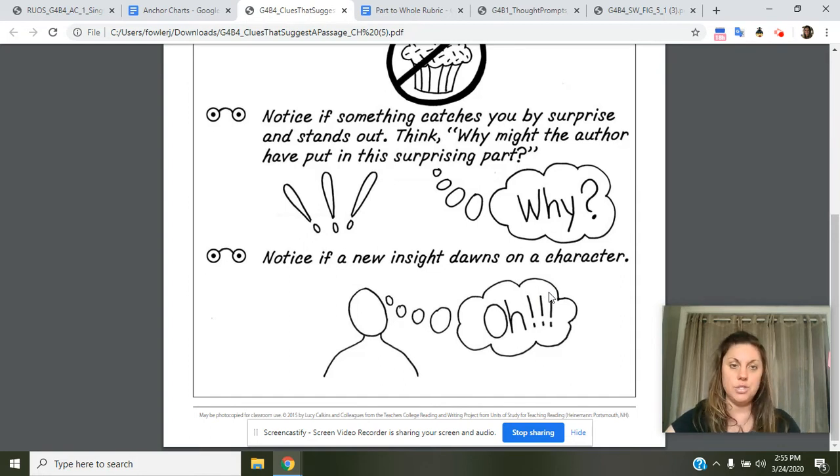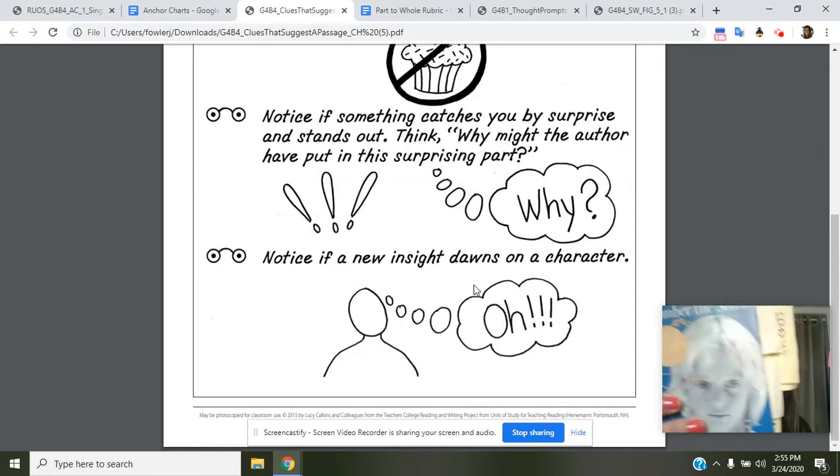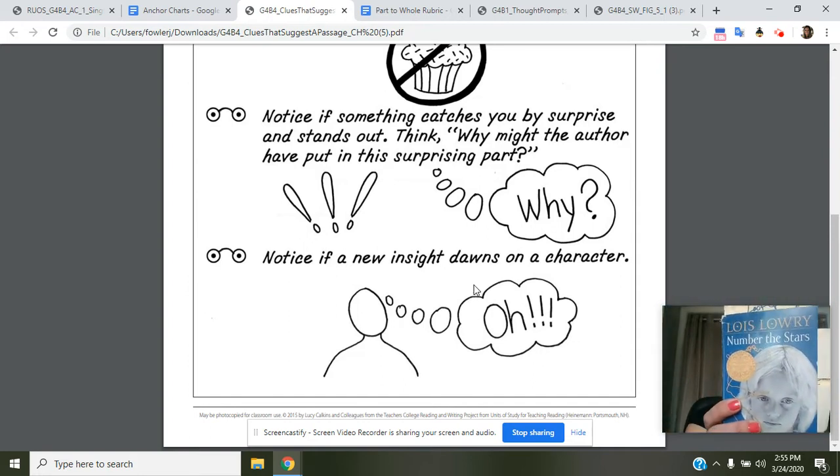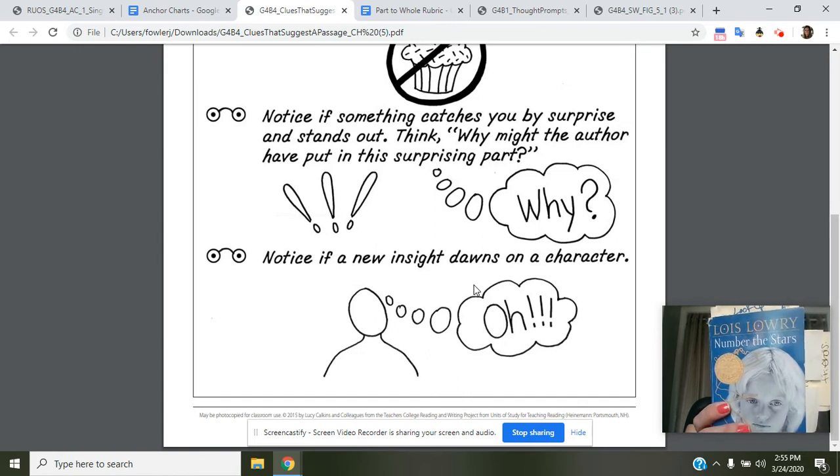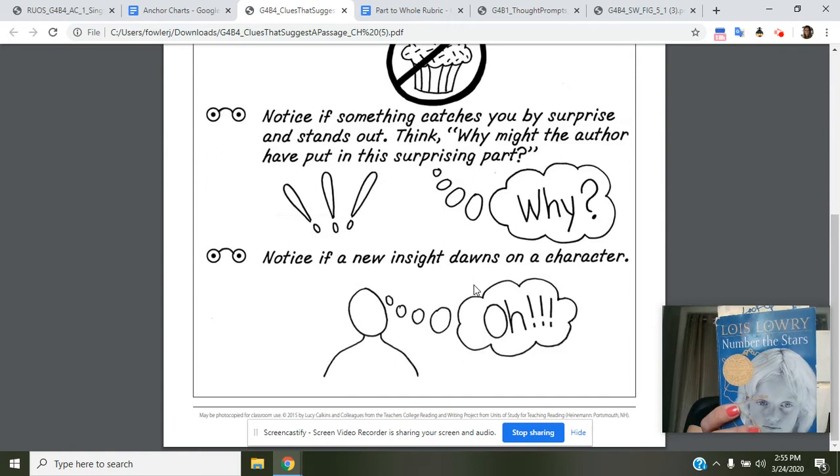And I am going to ask you to notice when this character, Anne Marie, and I think you'll remember this part from Number the Stars. I want you to notice, where are we here? There we are. I want you to notice what she notices or what dawns on her in this passage.